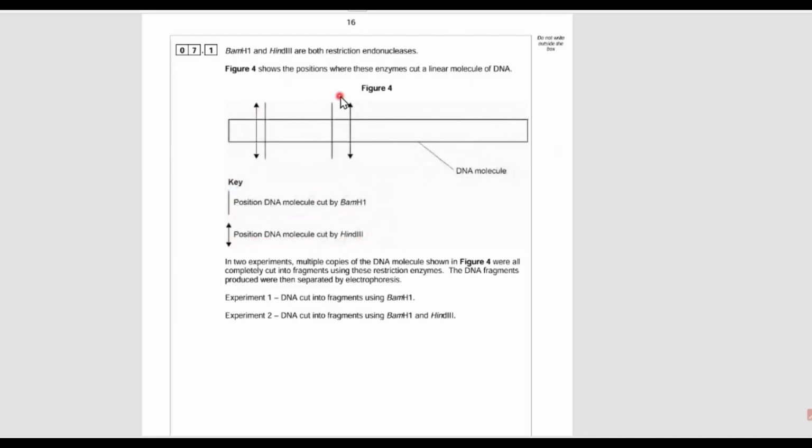So they've cut it in two places, both with different enzymes. Two experiments: multiple copies of the DNA molecule shown in figure 4 were all completely cut into fragments using these restriction enzymes. The DNA fragments produced were separated by electrophoresis. Experiment 1 cut the DNA using BamHI, that's the straight line. Experiment 2 did the line and the arrow. Complete figure 5 to show the relative positions of the bands following electrophoresis.